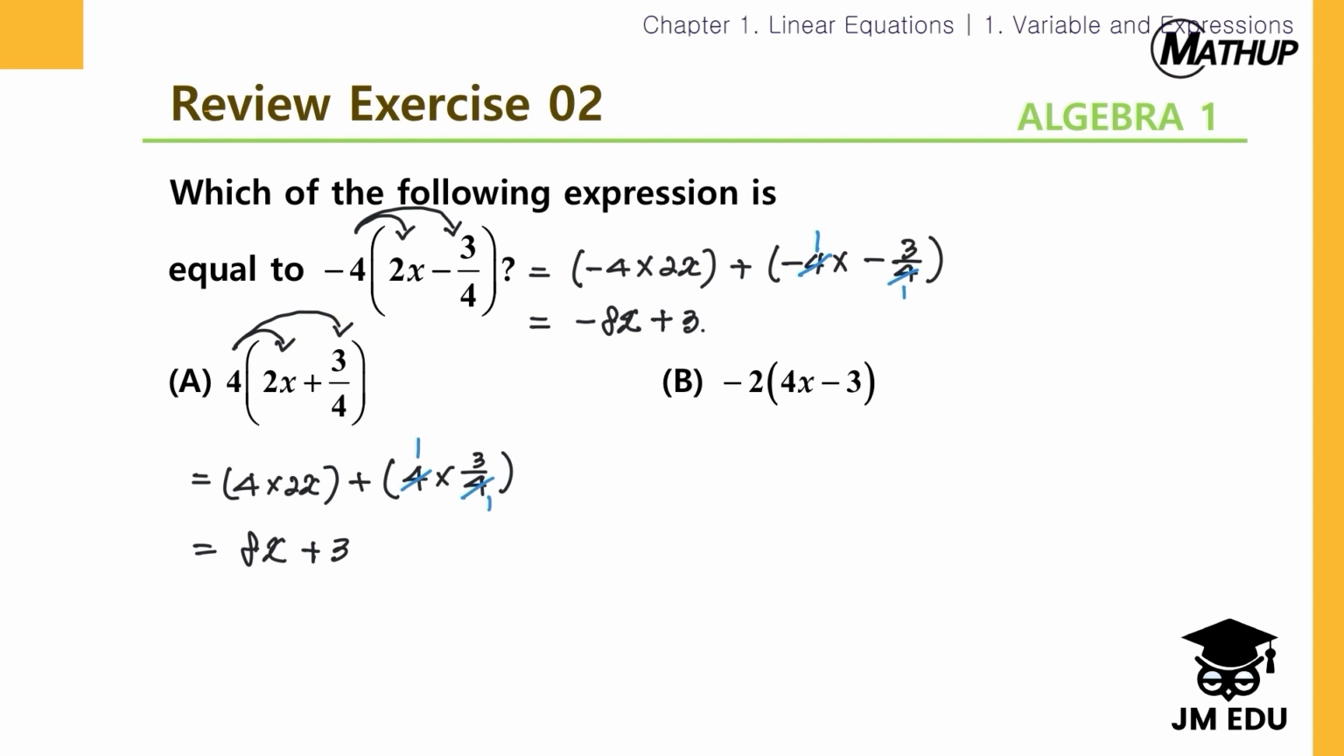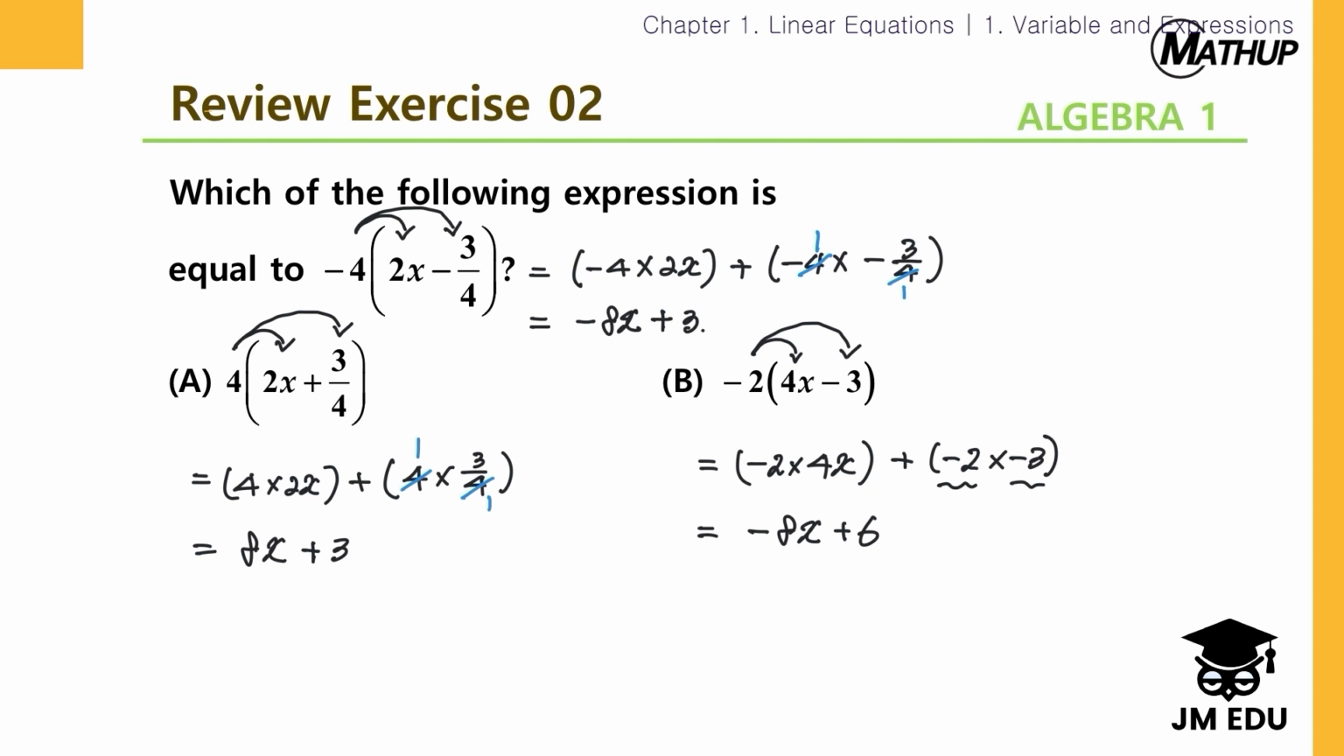So part B, negative 2 times 4x plus negative 2 times negative 3. So negative 2 times 4x, negative 8x. Here, negative times negative is positive, right? That's positive 6. So B is not the answer again.